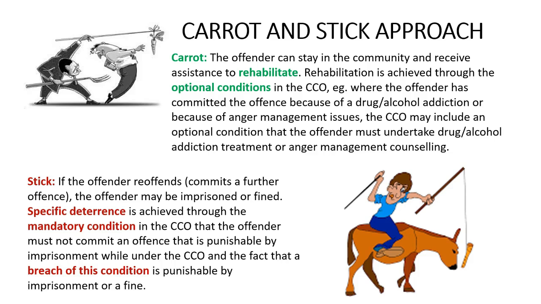In summary, a community correction order is intended to achieve rehabilitation by offering the offender the opportunity to remain in the community and assisting the offender to change their attitude or behaviour, while also achieving the purpose of specific deterrence by threatening the offender with imprisonment or a fine if the offender reoffends.